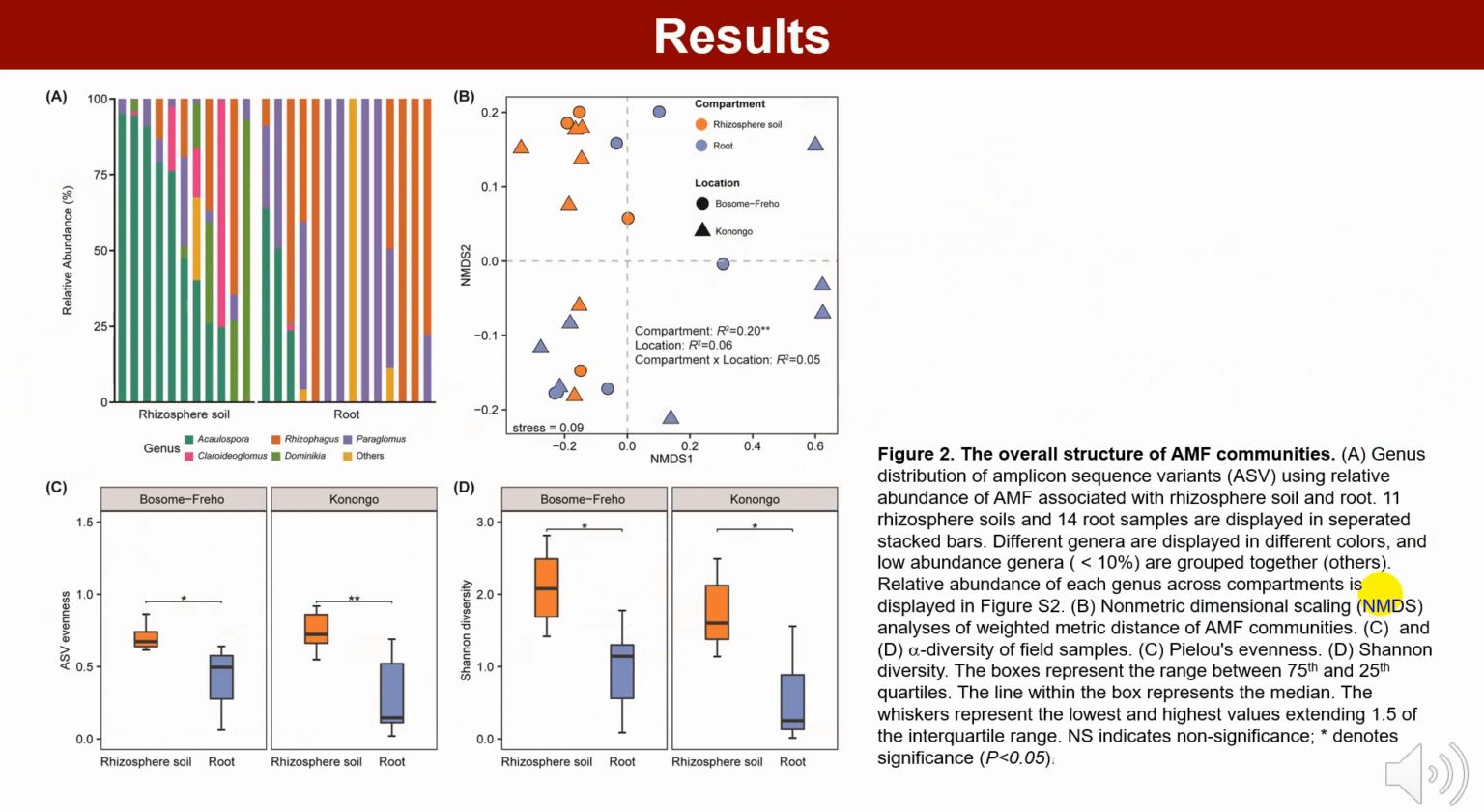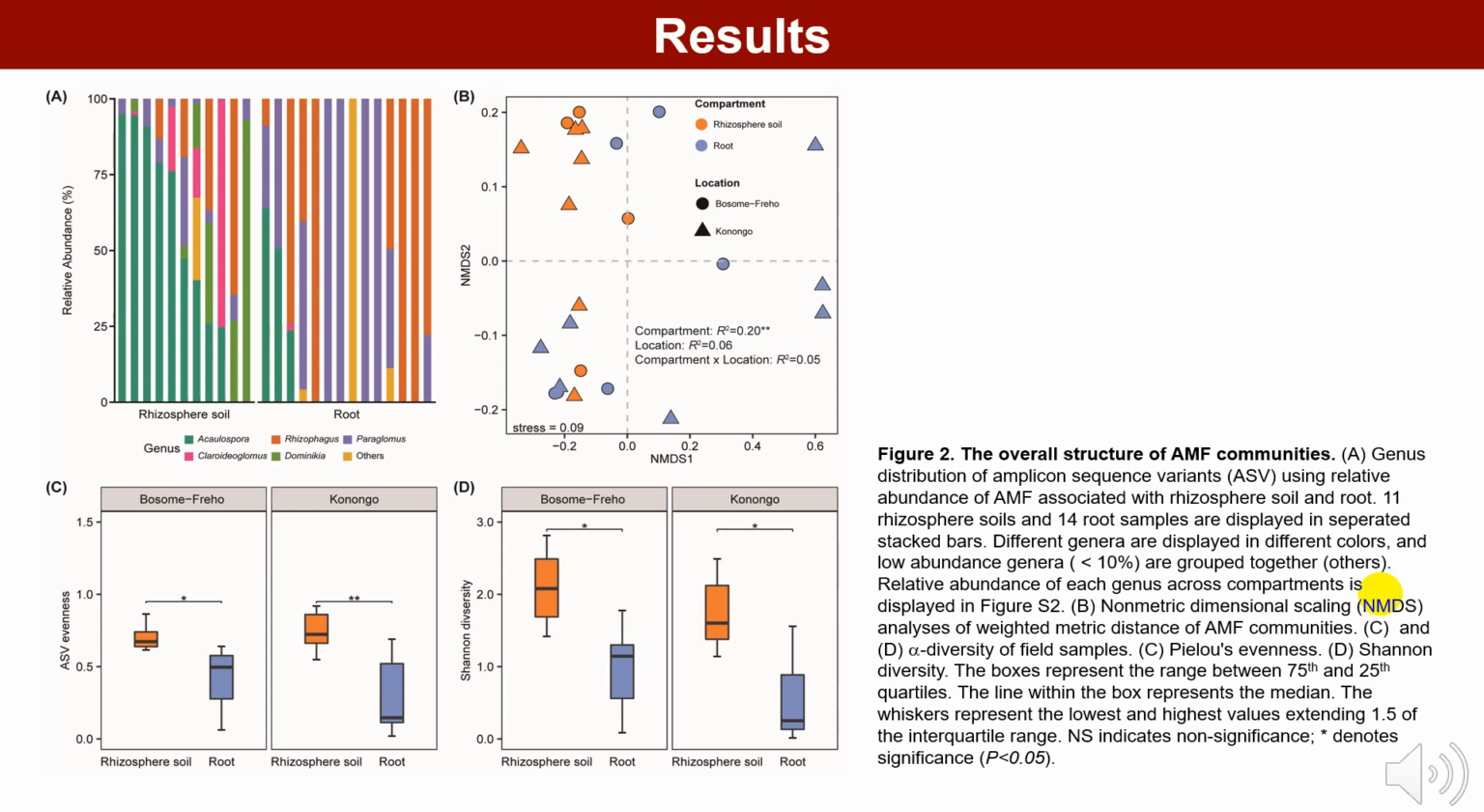Then come to the results. As you can see from figure A, in relative abundance in rhizosphere soil, Acaulospora is the dominant species. In the root compartment, Rhizophagus is the dominant species. Come to the AMF structures.